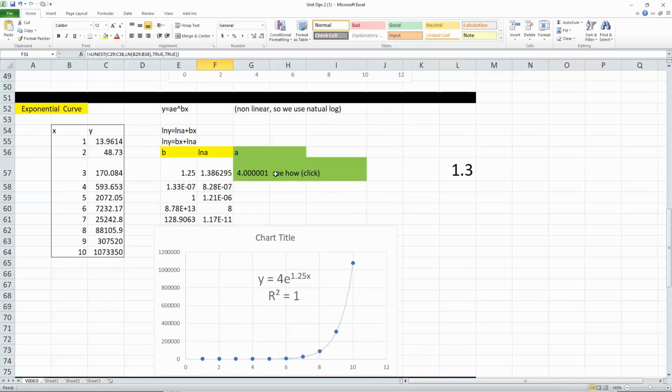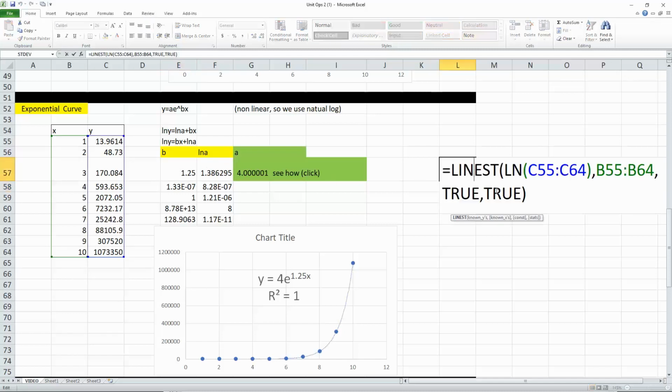Next, we will do the exponential curve. Now this is where you need to know a little bit of math. If I take the natural log of y, the natural log of this side here, we would get ln y is equal to ln a plus bx. Or you could say ln y is equal to bx plus ln a. Let's see what equation we used. We say equal to LINEST, parentheses, ln of C, this is the y term, comma, our x term.